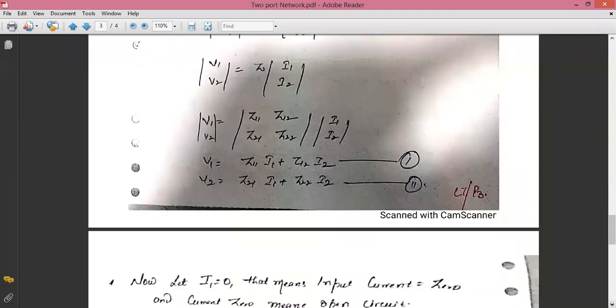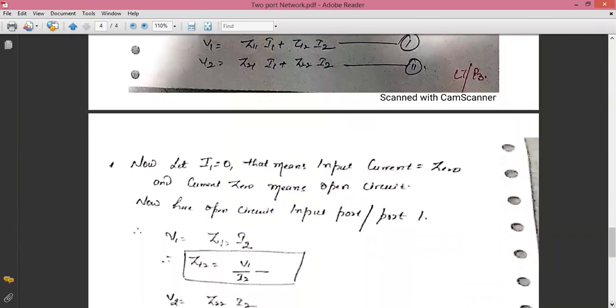So see, let I1 equal 0. You can see on the top there is equation number 1. Let I1 equal to 0. That means input current is equal to 0. Why input current? Because here 1 stands for input. So when input current is equal to 0, and current is 0 only when it is an open circuit. So when you substitute I1 equal to 0 in equation number 1 and equation number 2, you get V1 is equal to Z12 I2, and Z12 is equal to V1 upon I2.